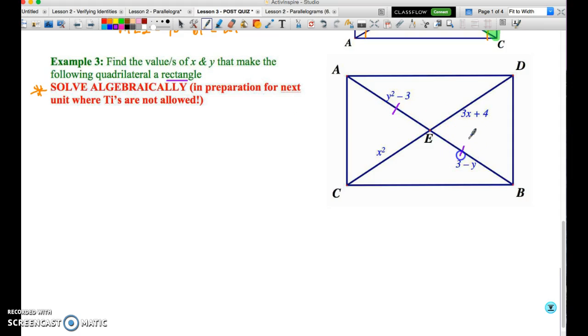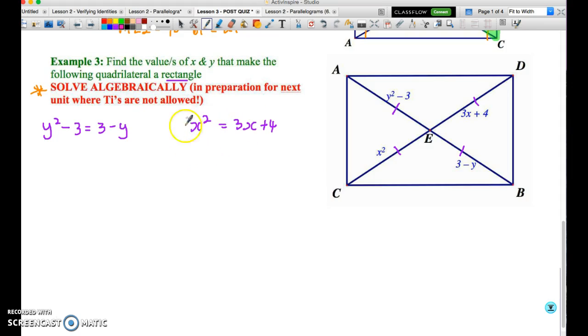If it were a rectangle, of course, we have bisected congruent diagonals, and that is going to allow me to set up the following equations. y squared minus 3 is going to equal 3 minus y, and x squared is going to equal 3x plus 4. Okay, what I'm going to do is solve one of these on camera, and then I'll solve the other one off camera.